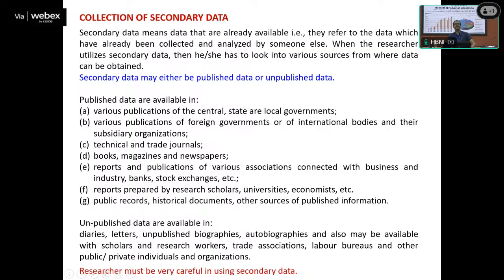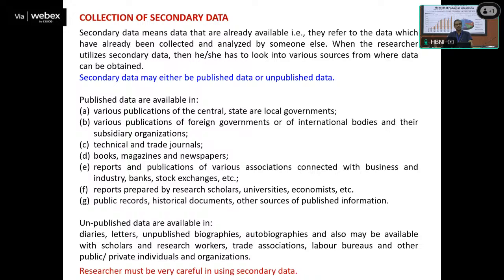So we come into secondary data collection. What do we mean by secondary data? It is data which is already available, either published or unpublished, but available to you. So you have to collect the data, and what is utmost important is the source which you are using for the data collection.